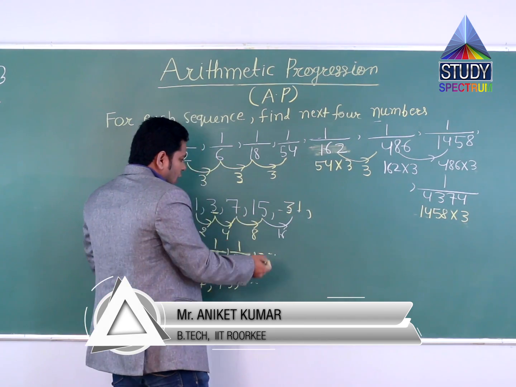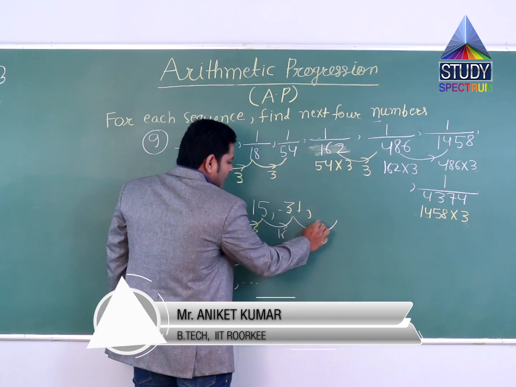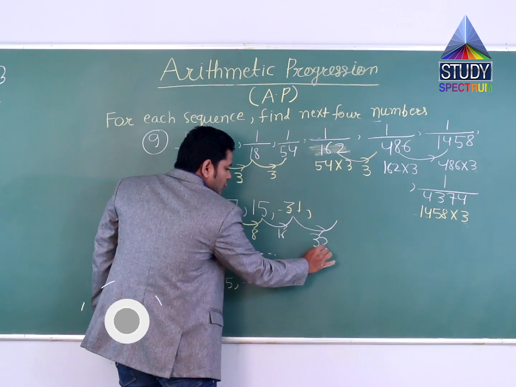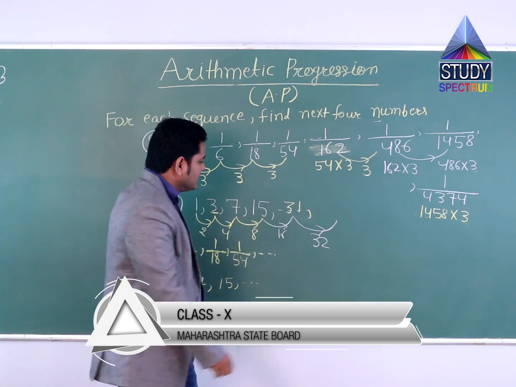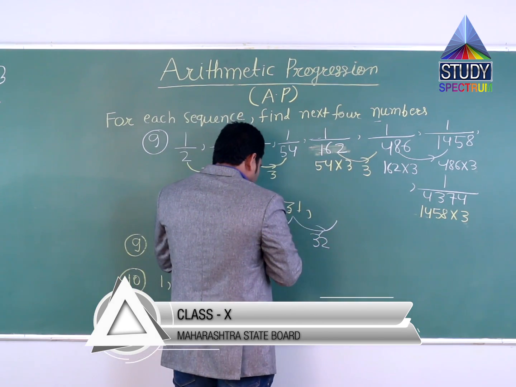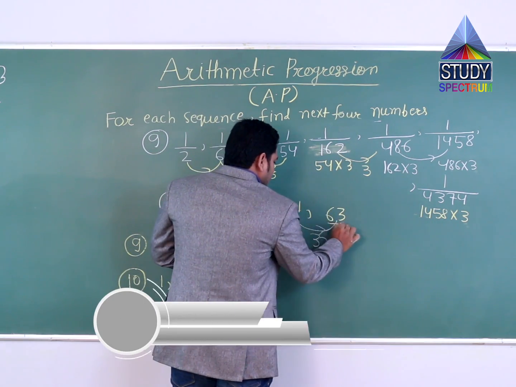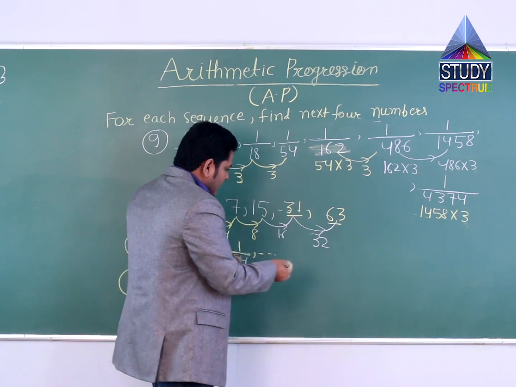Okay, and how will we get the next term? By adding 32 to the preceding term, which is 31. So 31 plus 32 is 63. So the next term will be 63. And what will be the next one?